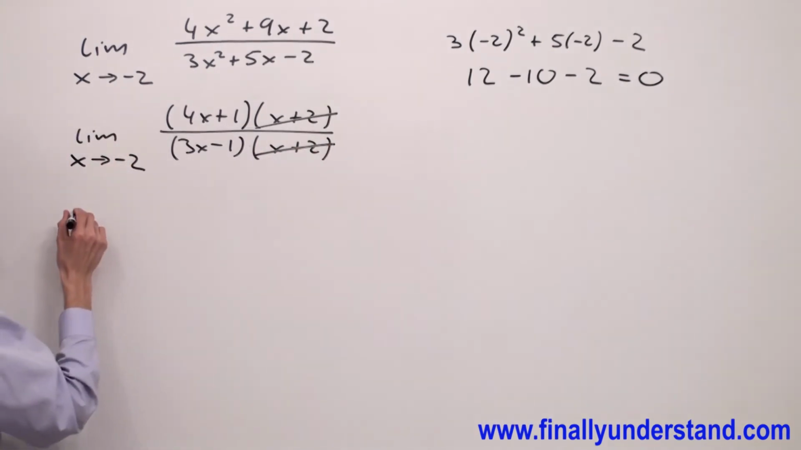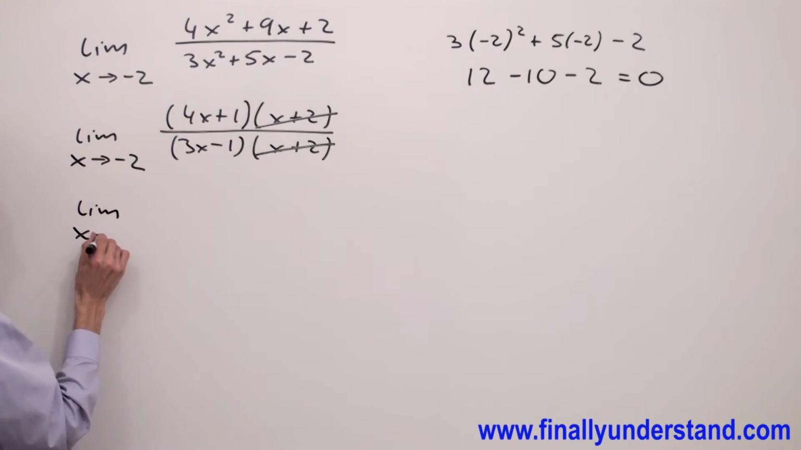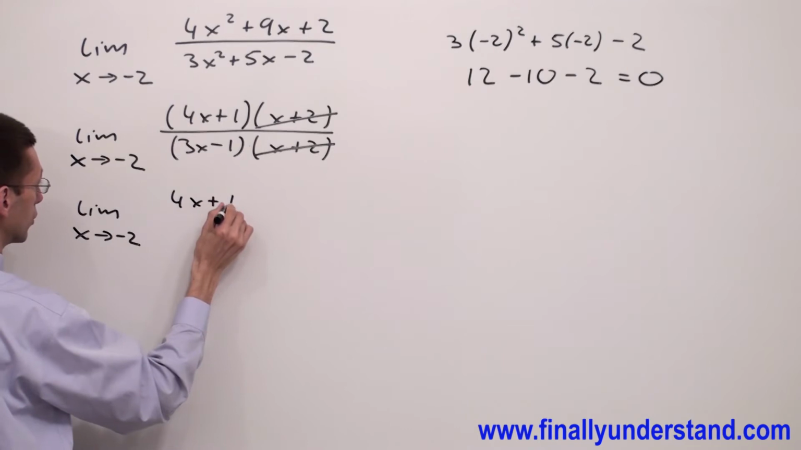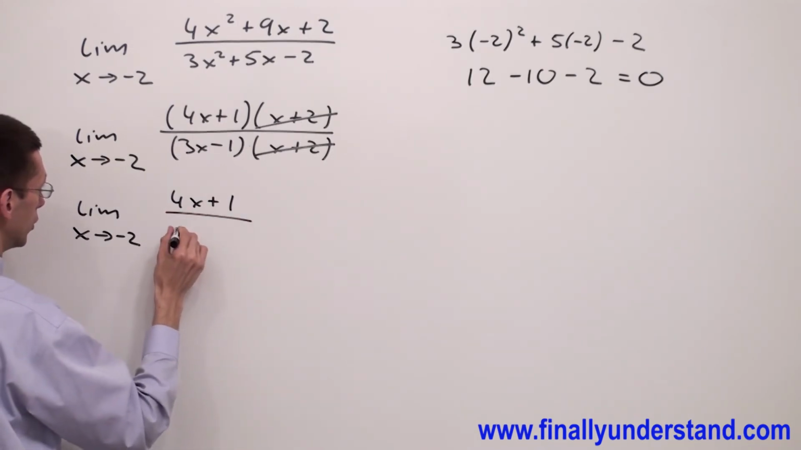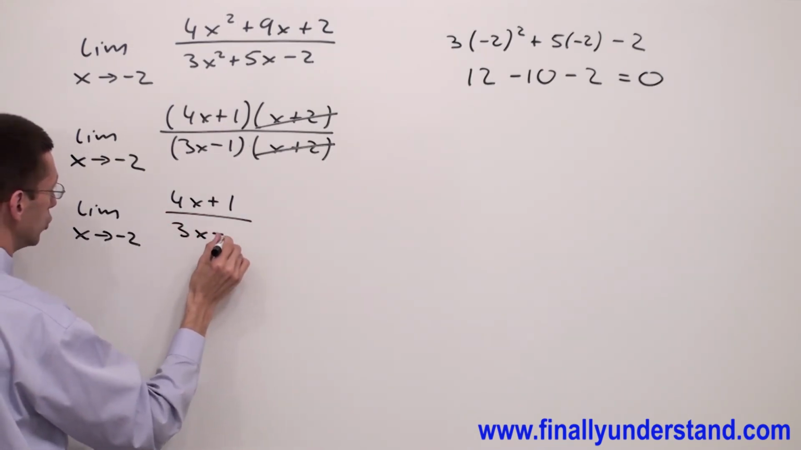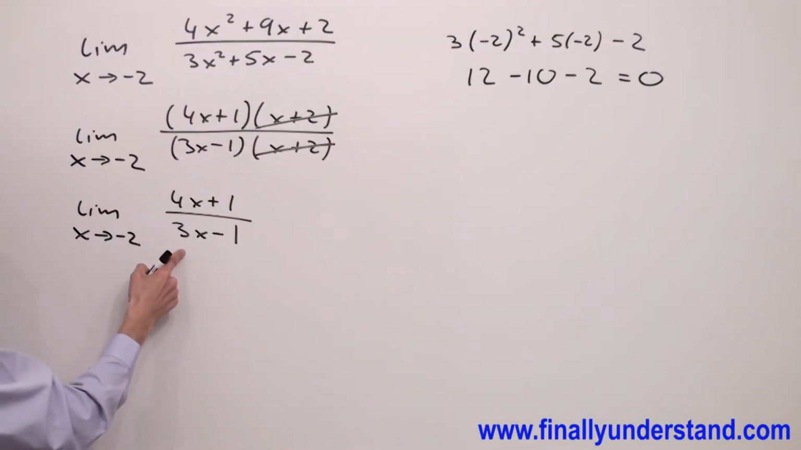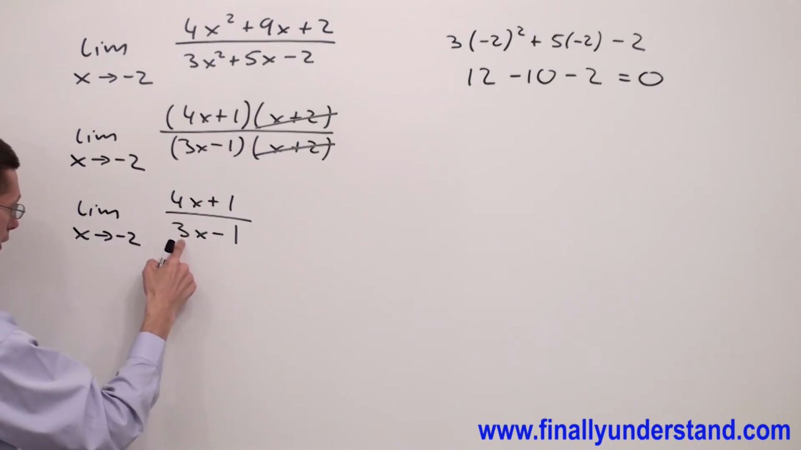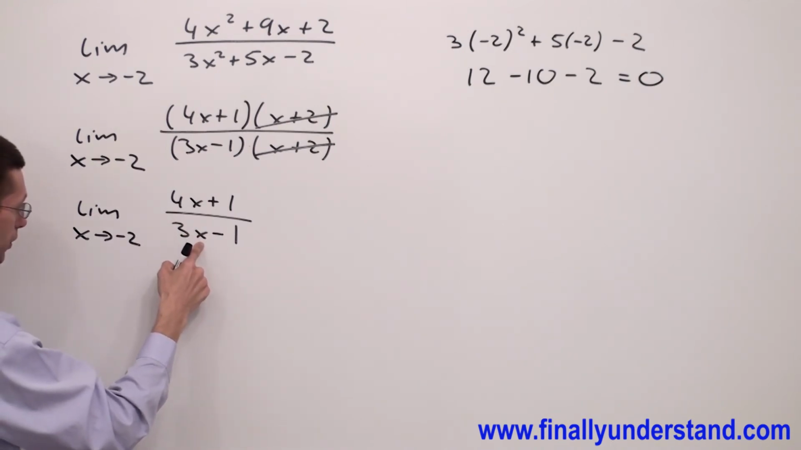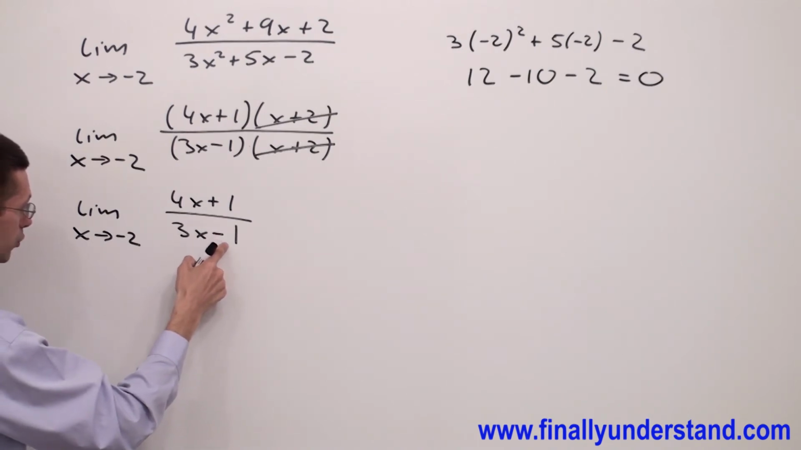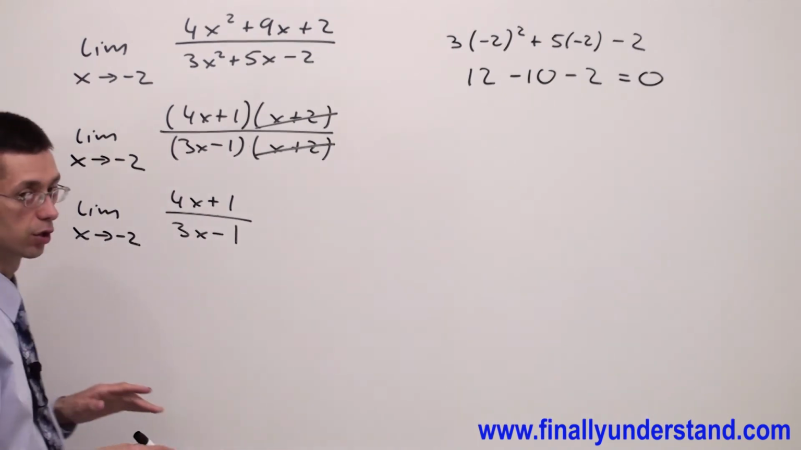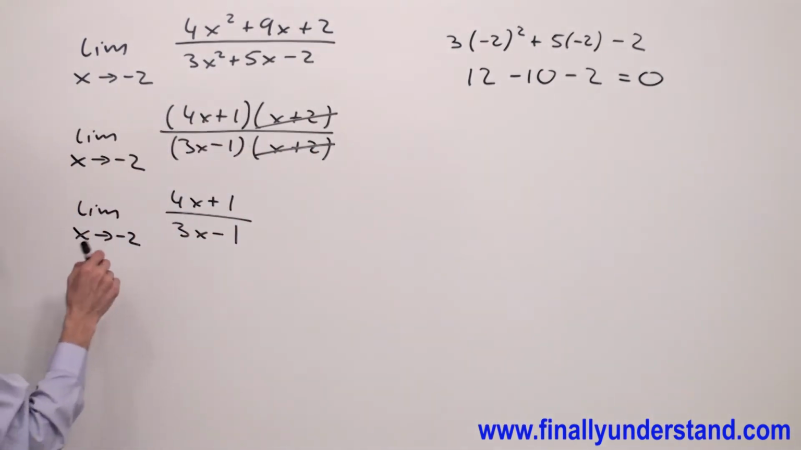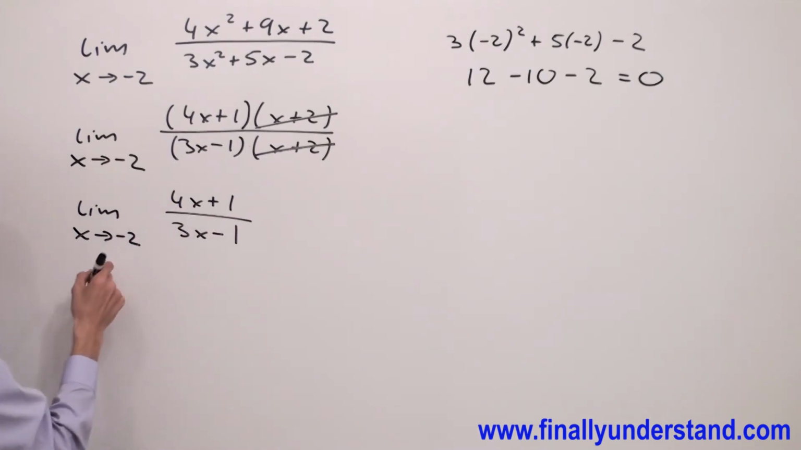And this time I have limit x is approaching negative 2. In the numerator I have 4x plus 1, and in the denominator I have 3x minus 1. You have to look at the denominator one more time. Replace x by negative 2. 3 times negative 2 gives me negative 6 minus 1 is negative 7. My denominator is different than 0. That's why I can simply replace every single x in the numerator by negative 2.